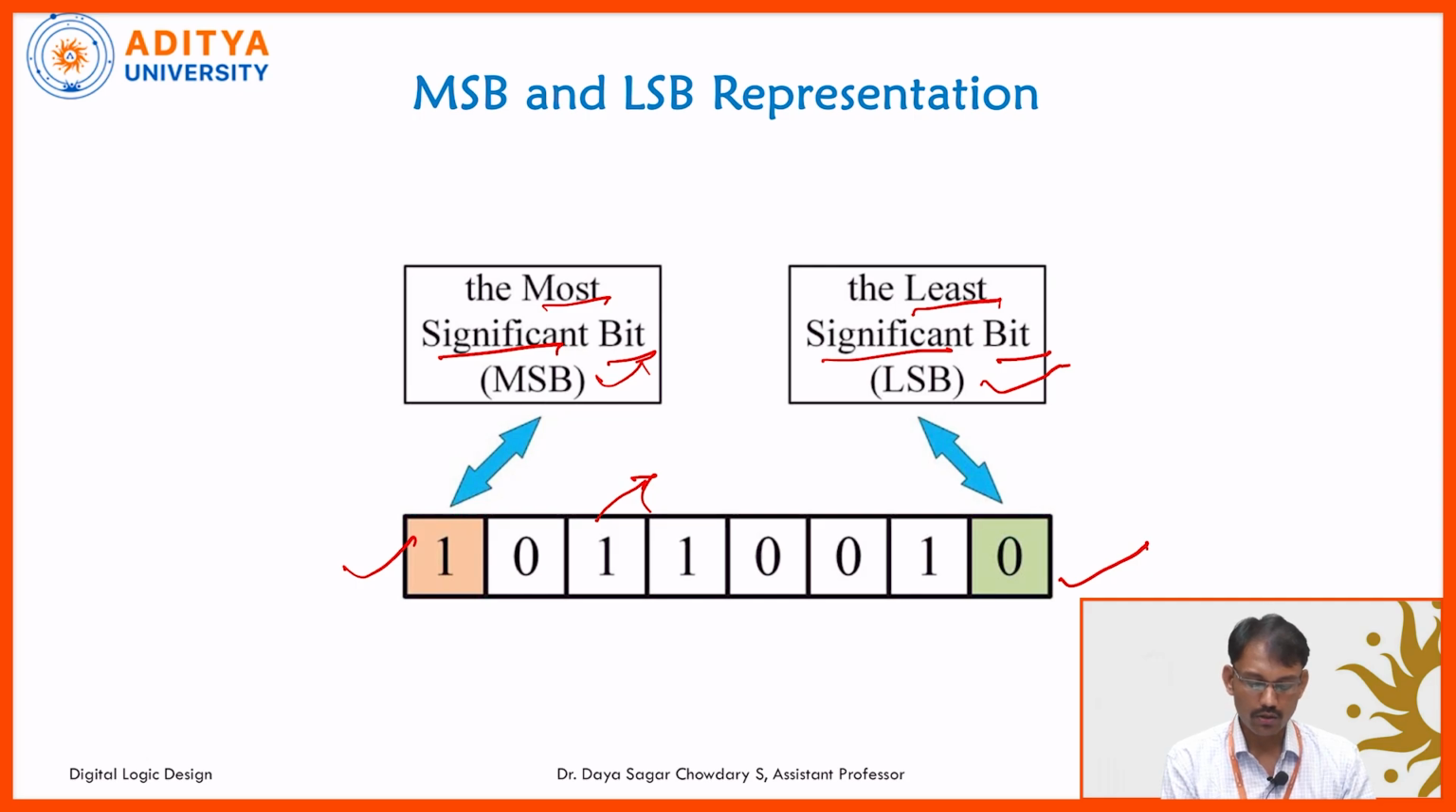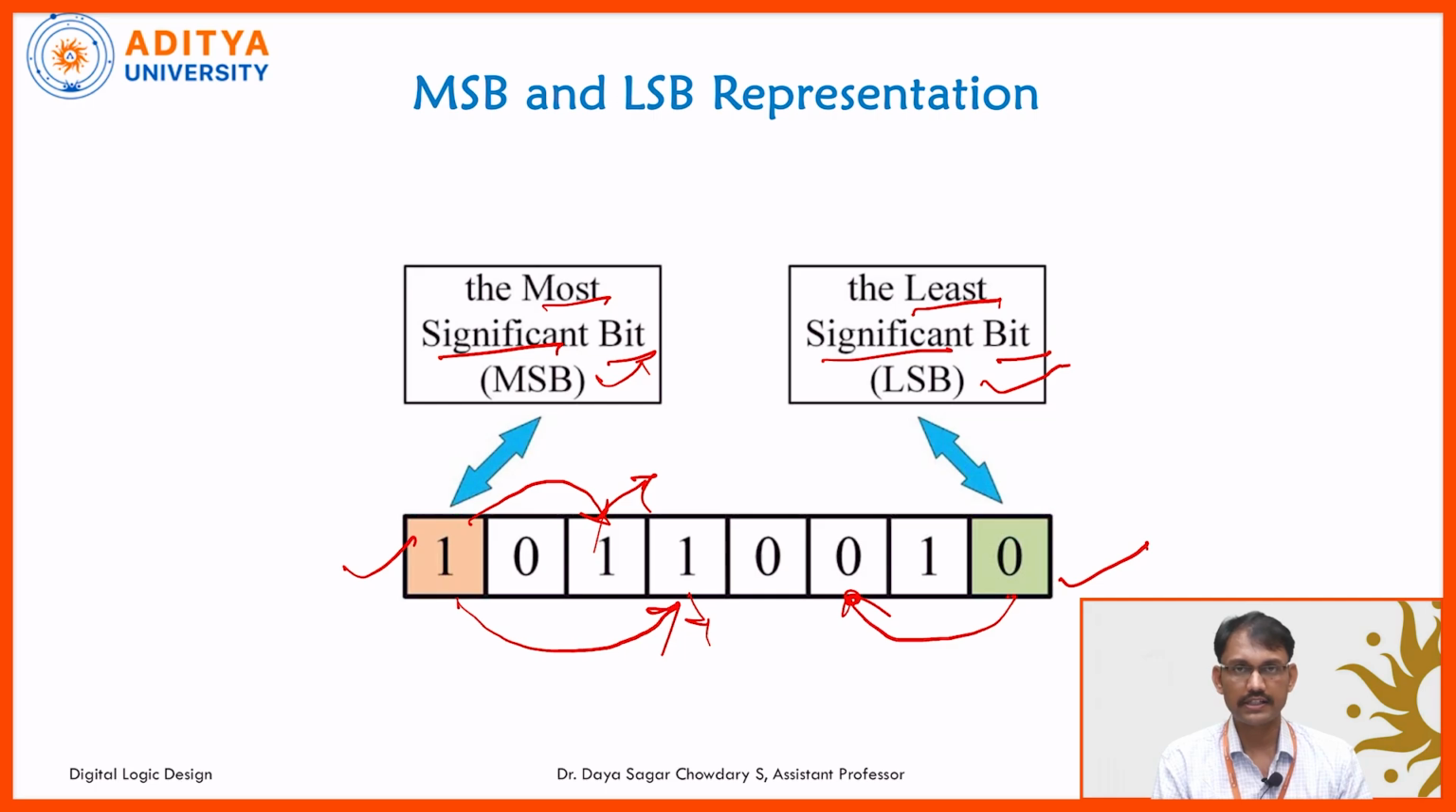If we want to represent a position, we can say the second position from the MSB, or the third position from the MSB, or the second position from the LSB. Likewise we will represent the binary number system.